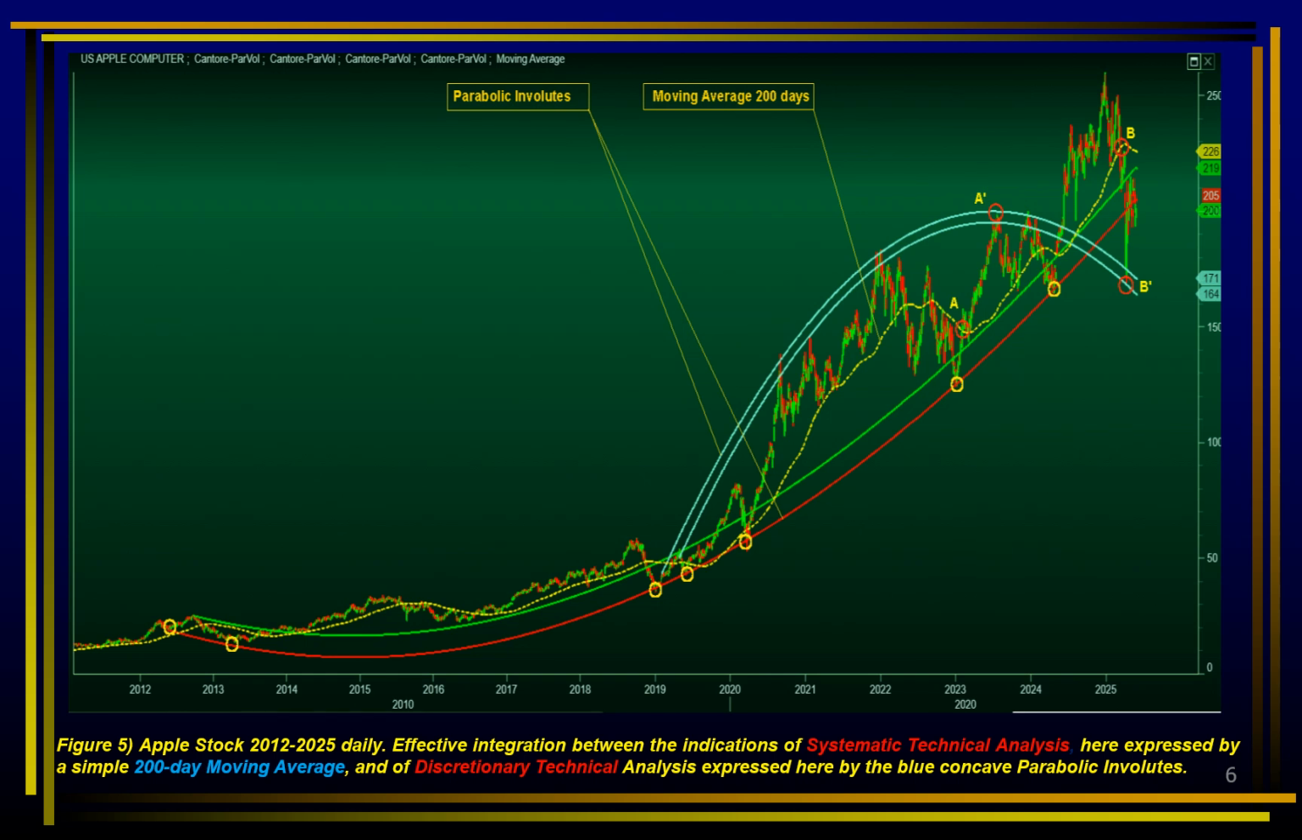A very similar situation, albeit of the opposite sign, is represented by the corrective movement from point B to point C. The opening of a short position at point B could be left open until the convex parabolic involute at point C was reached, at which a prompt and important positive reaction was actually initiated.